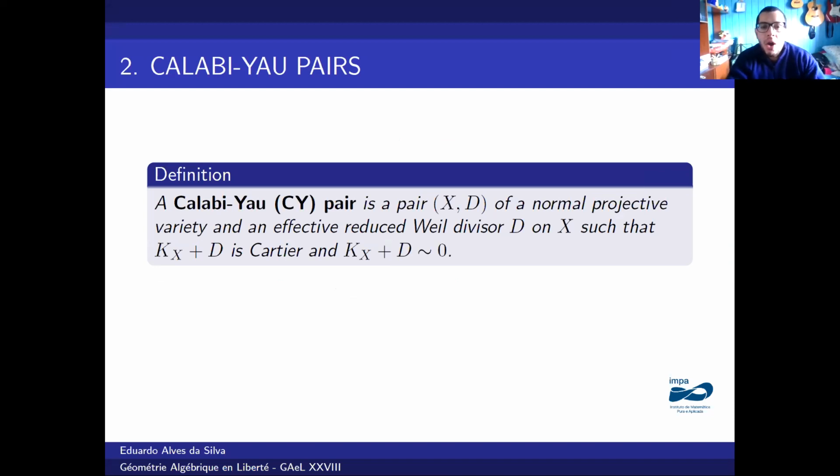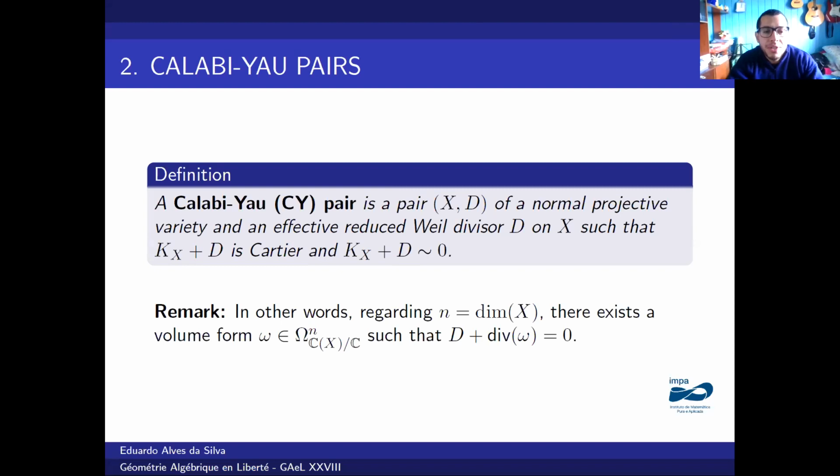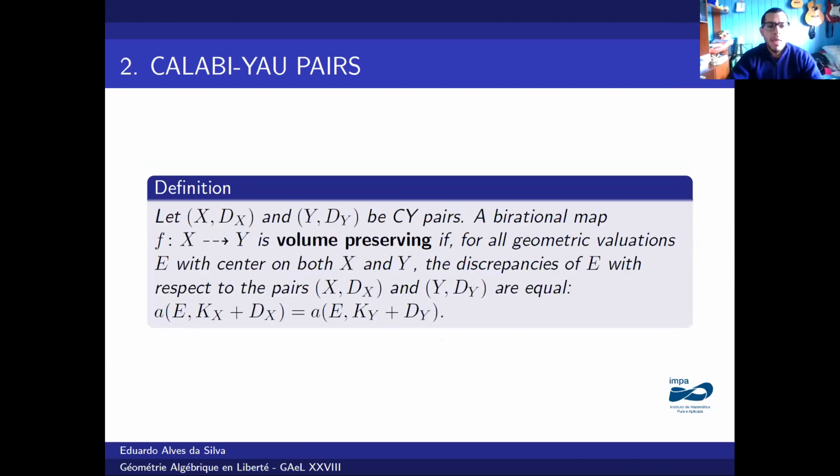A Calabi-Yau pair is a pair of a normal projective variety X and an effective reduced divisor D on X, such that the sum of the canonical class plus D is Cartier and it is linearly equivalent to zero. In other words, regarding n as the dimension of X, there exists a volume form omega such that D plus the divisor associated to this volume form is equal to zero. And considering now two Calabi-Yau pairs, a birational map F is volume preserving if, for all geometric valuations E with center on both X and Y, the discrepancies of E with respect to both pairs are equal.